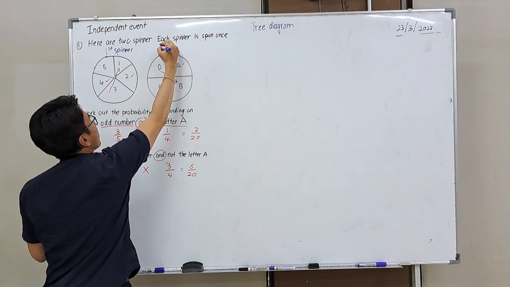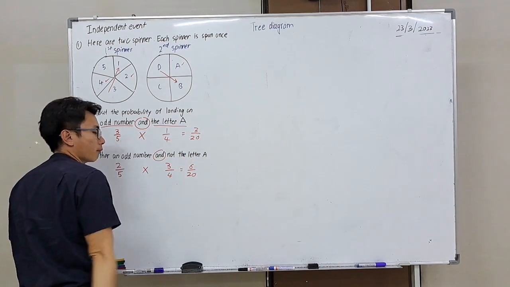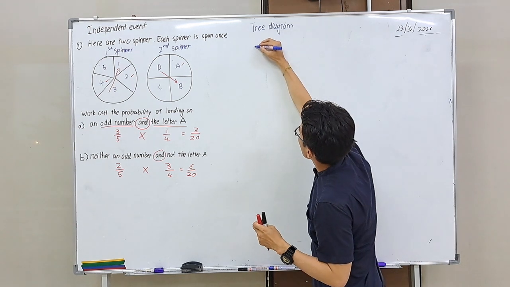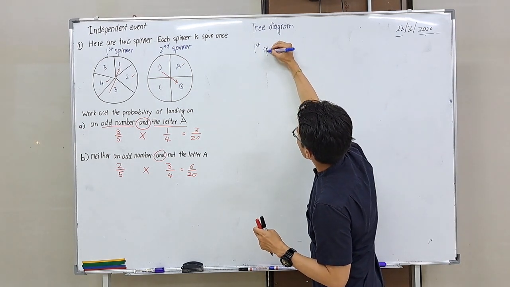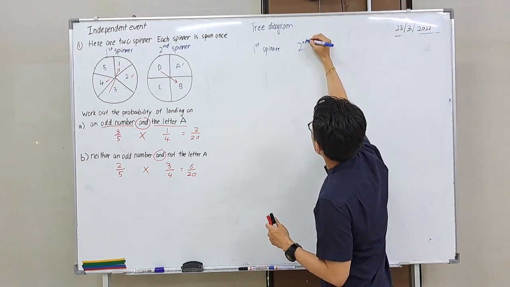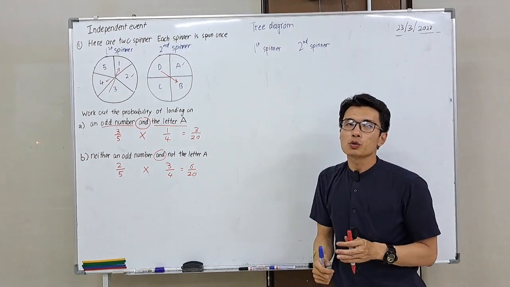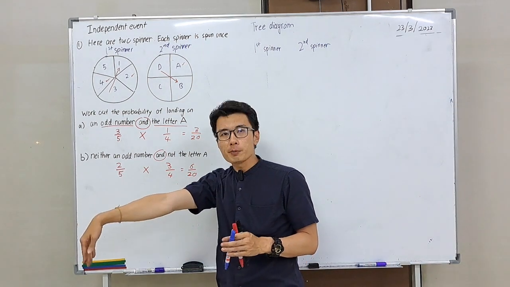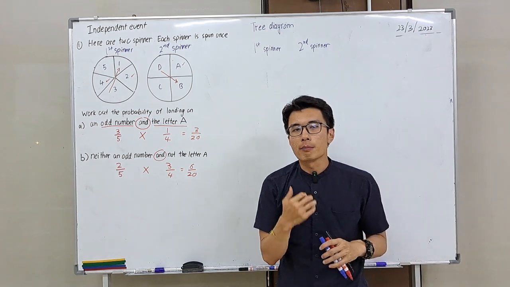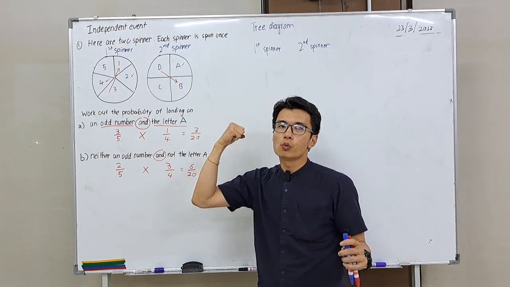And this one is my second spinner. So I'm going to input this information inside here first. This is my first spinner, and my second spinner will be over here. When we start this activity, we will spin the first spinner first, right? So what are the outcomes that I can get? What are the outcomes that I'm interested in right now? The outcomes I'm interested in right now are odd numbers.